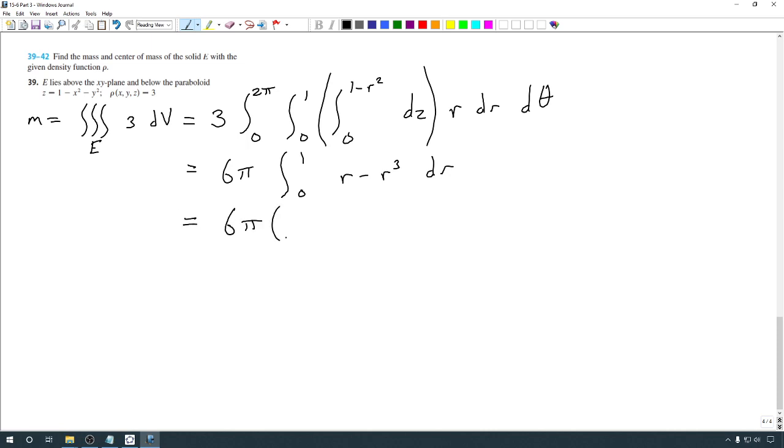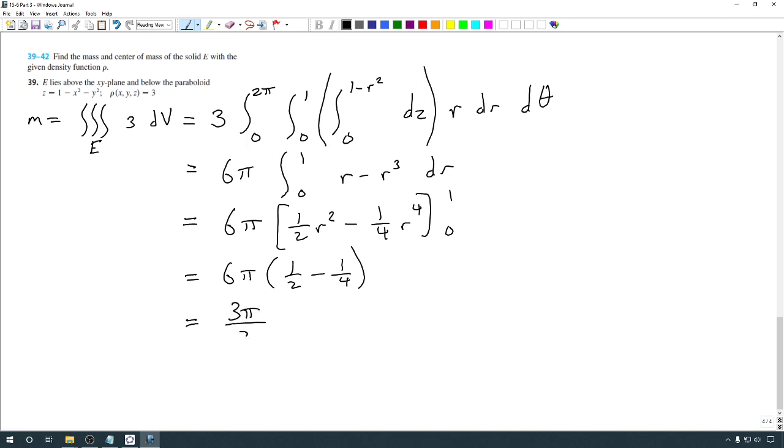So we have 6 pi times the integral of r minus r cubed, which is 1/2 r squared minus 1/4 r to the 4th. Always want to make sure these are brackets to basically signal that we haven't put in our limits yet. Putting in 0 obviously just gives 0 on the inside. Putting in 1 gives us a 1/2 minus a 1/4. 1/2 minus 1/4 is a quarter. A quarter times 6 pi is going to be 3 pi over 2. That is the mass of this object.